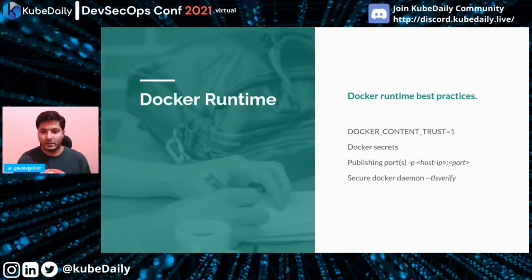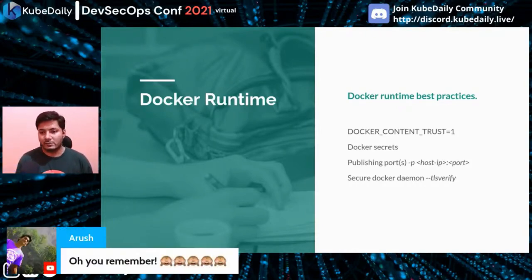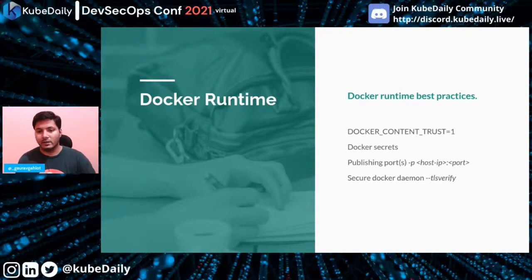Now, if you don't know, there are 3 ways you can connect with your Docker daemon: using the default Unix socket, over SSH, and using HTTP or HTTPS. Like, you must have heard about the ports 2375 and 2376. So yeah, that's the way you do it.